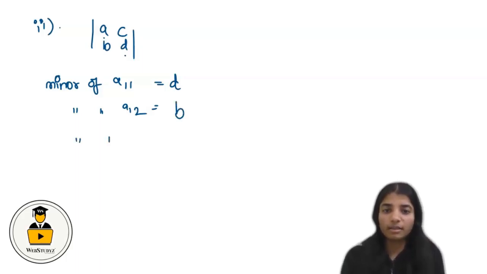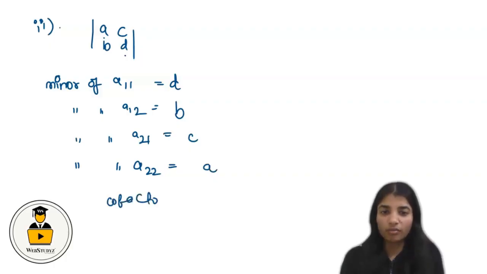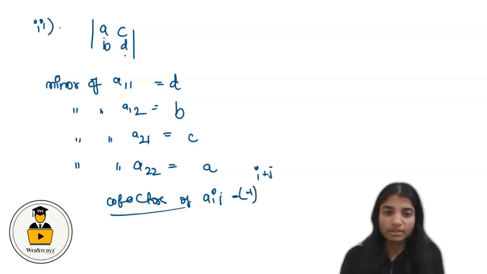In the same way, for the minor of A21, cancelling the row and column in which A21 lies, the remaining element is its minor, that is c. And for the minor of A22, cancelling the row and column in which A22 lies, the remaining element is a. So this is its minor. Now we have to find the cofactors. So we know that the cofactor of Aij is equal to minus 1 raised to the power i plus j multiplied by the minor of ij.